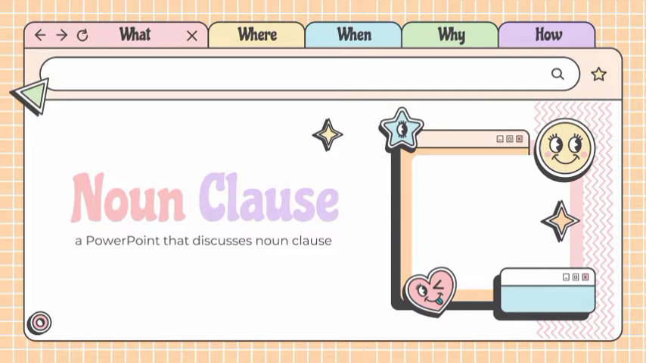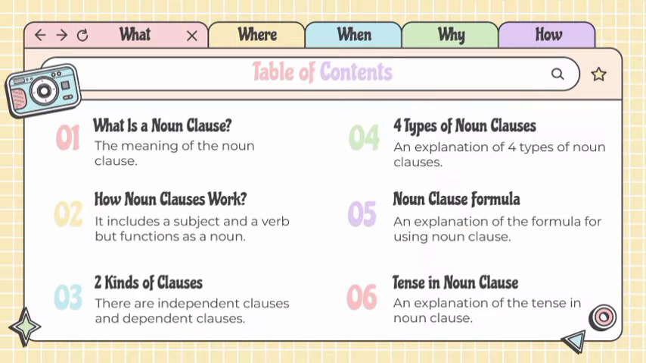Noun clause, a PowerPoint that discusses noun clauses. Table of contents. 1. What is a noun clause? The meaning of the noun clause. 2. How noun clauses work. It includes a subject and a verb but functions as a noun. 3. Two kinds of clauses. There are independent clauses and dependent clauses. 4. Four types of noun clauses. An explanation of four types of noun clauses. 5. Noun clause formula. An explanation of the formula for using noun clauses. 6. Tense in noun clauses. An explanation of the tense in noun clauses.